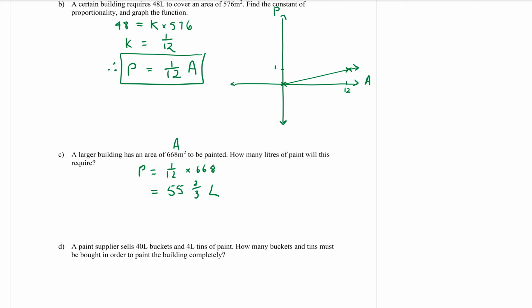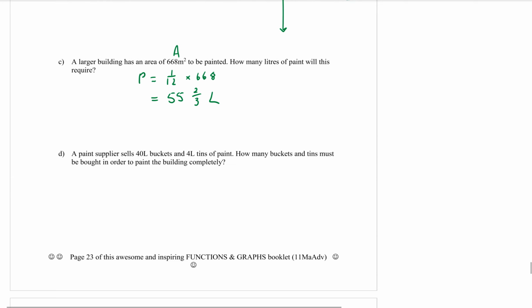Part D, a paint supplier sells 40 litre buckets and 4 litre tins of paint. How many buckets and tins must be bought in order for the paint to paint the building completely? All right, so we need 55 2/3 litres. Hopefully you can see we only need one 40 litre bucket. Otherwise there's a lot of waste. We're trying to minimise our waste. We'll take one 40 litre bucket.